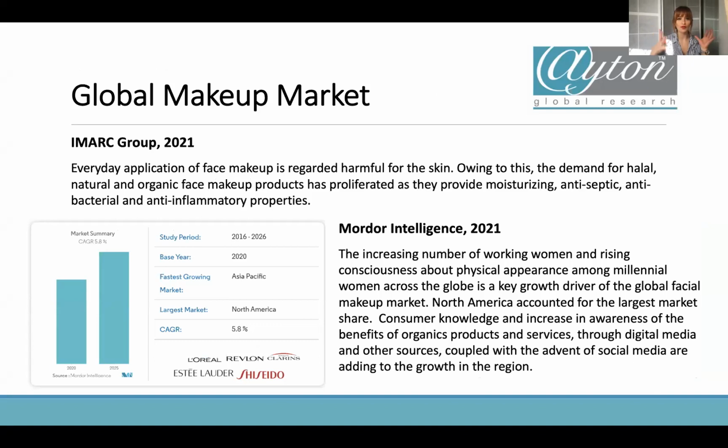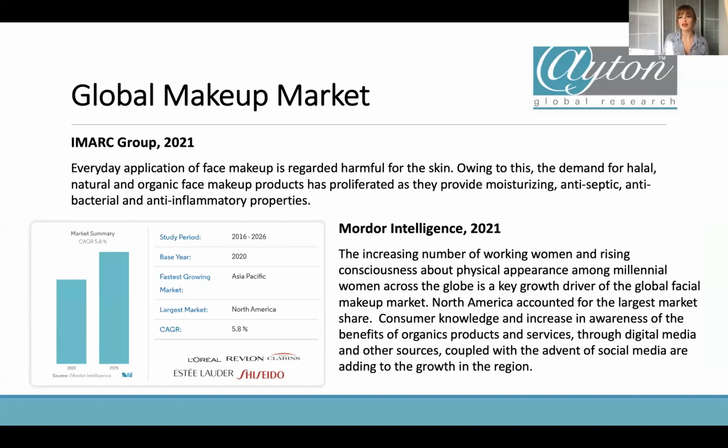So, an overview of the makeup market. What does it look like and where is it going? I always like to take a couple of snippets from market research that's been put out there recently, just to give us an idea of what's currently happening in this particular part of the cosmetics industry.